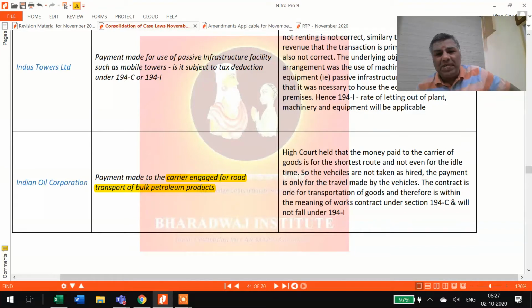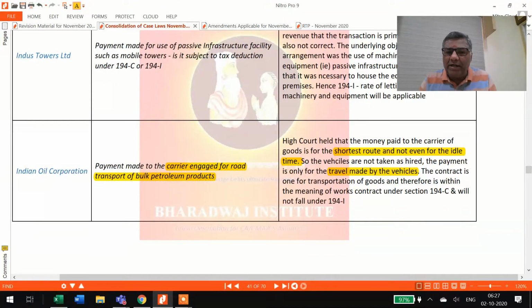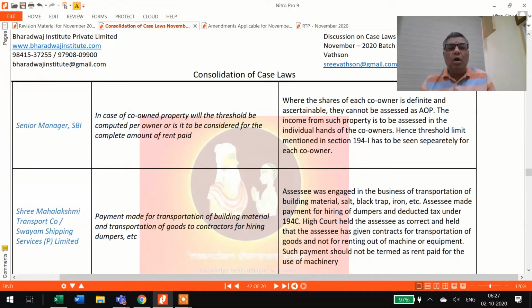So 194C is applicable. It was held that the money paid to the carrier of goods is for the shortest route and not even for the idle time of the vehicle. So the vehicles are not hired; the payment is only for the travel made by the vehicles. Though it is a specialized vehicle that no other person can use, you still cannot call it hire. The contract is more for transportation of goods, therefore it is within the meaning of works contract under 194C and will not fall under 194I.